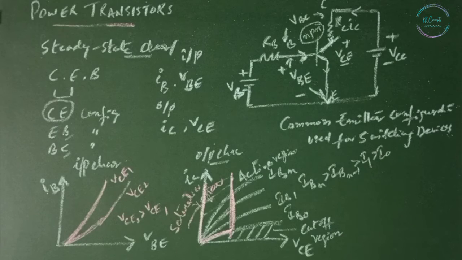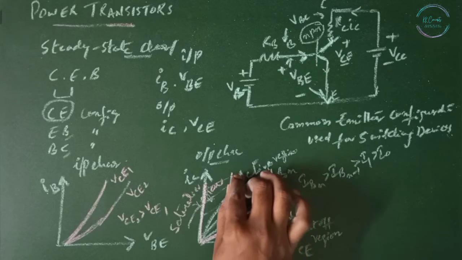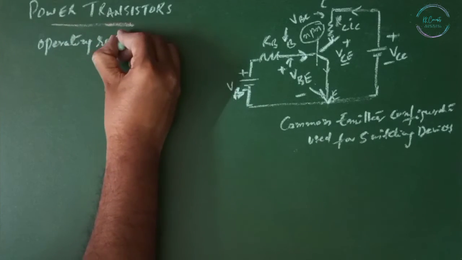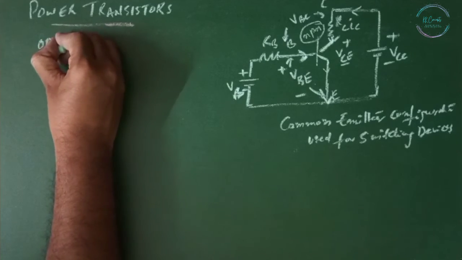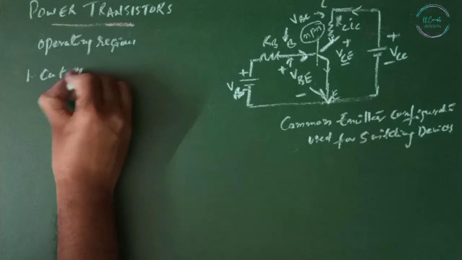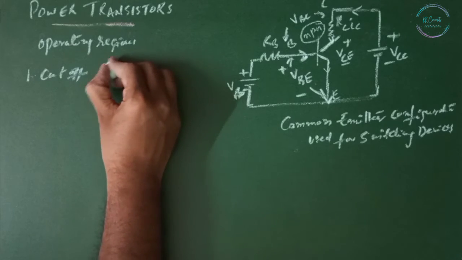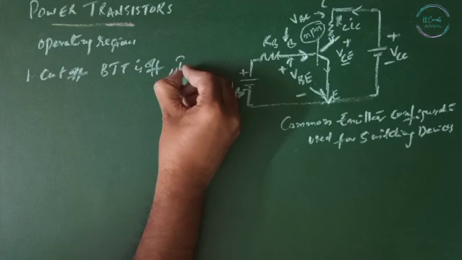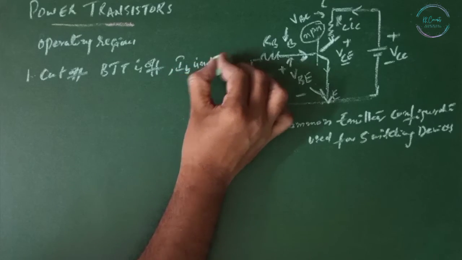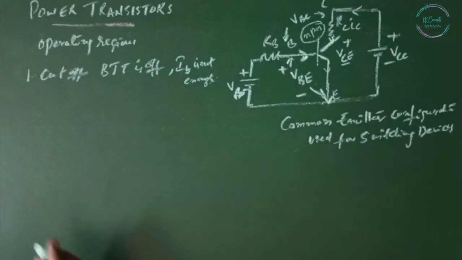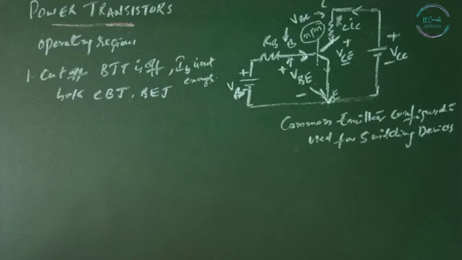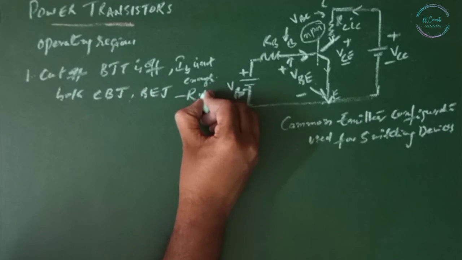For a BJT or transistor used for switching purposes, we always try to use it in the saturation region. Operating regions: the first one is cutoff. In this, the BJT or transistor is in the off state since IB is not enough to make it conduct. The collector-base junction as well as the base-emitter junction are both reverse biased.